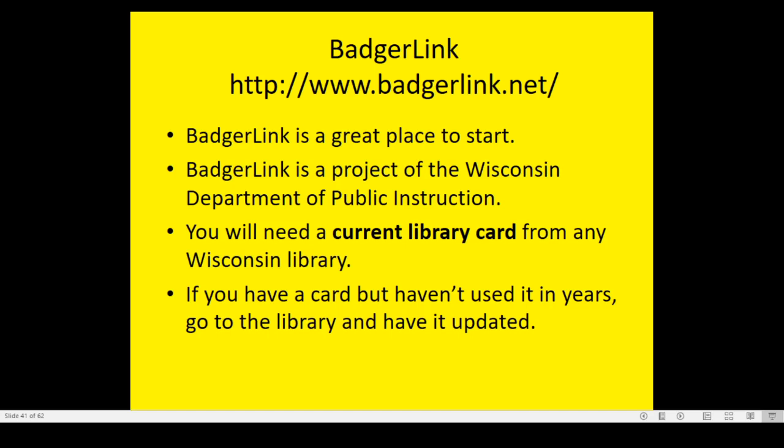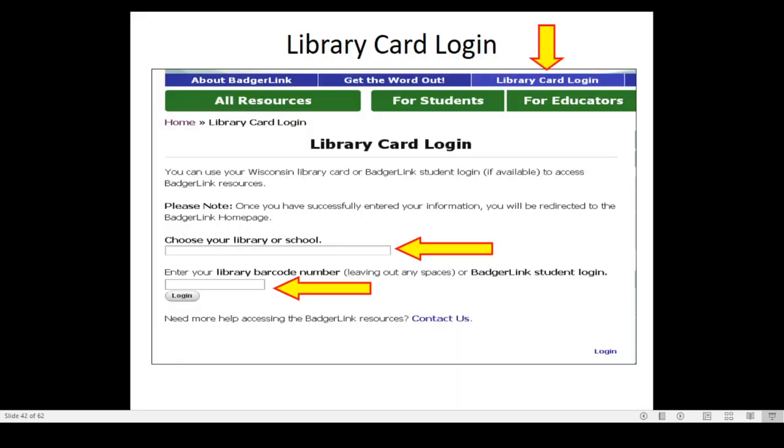Okay, so anyway, you do need to go and have your card updated in order to use it. And basically, it's pretty simple once you have it updated. You just go there, you give them the card, you say, look, I haven't used the library card in a while, can you update it so I can use BadgerLink? That's all you have to do. And then you go into the site and you use the library card login. And right here is choose your library or your school. And right below, you put your library card number in. You only have to do that one time. That's it.